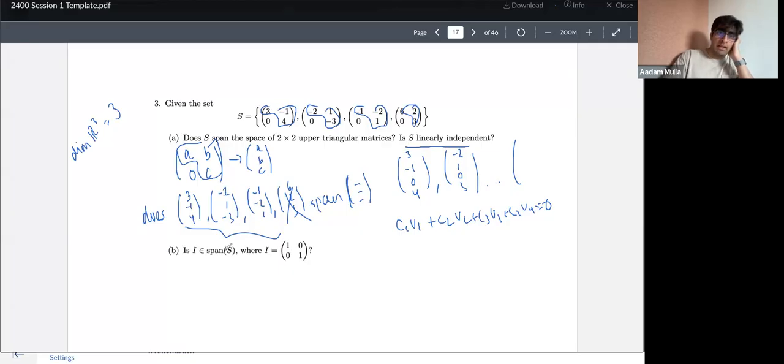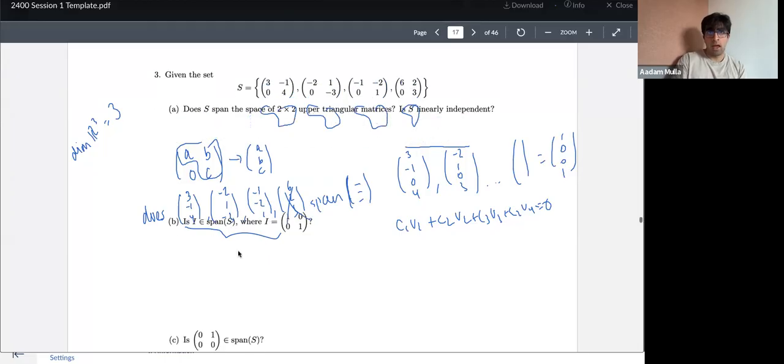Is the identity in the span of S? That's basically asking, with my vectors here, instead of setting the combination C1 plus and so on equal to 0, you're going to set it equal to 1, 0, 0, 1. You're going to see if you can add them up somehow and get to the identity. So you're going to solve that system.